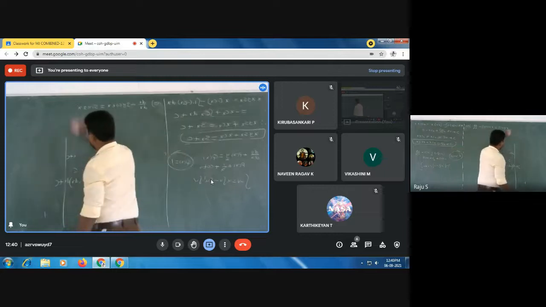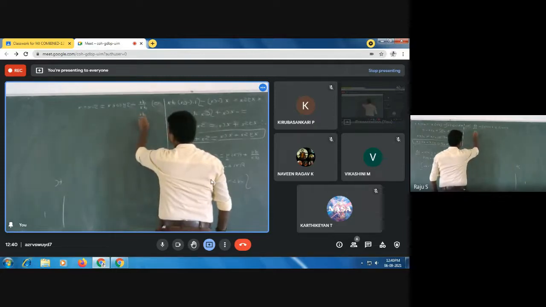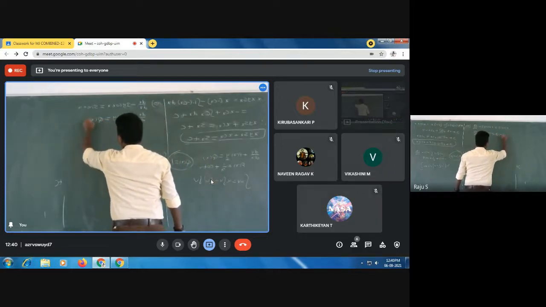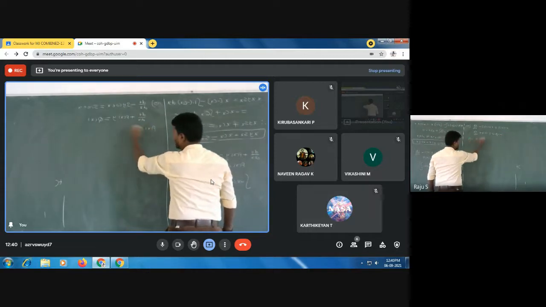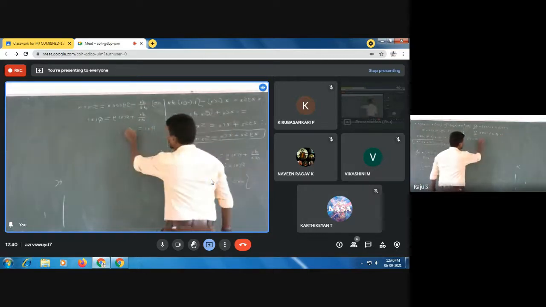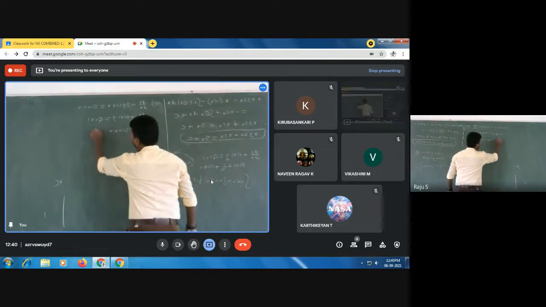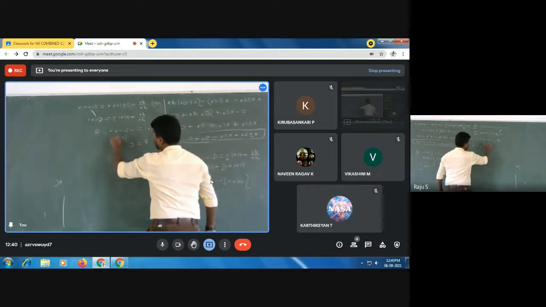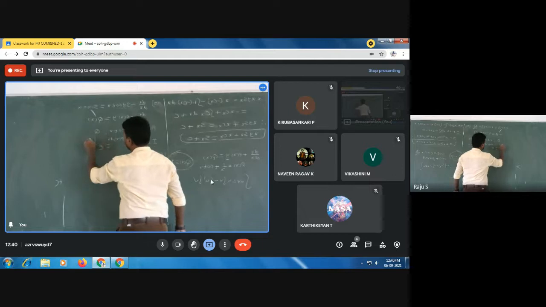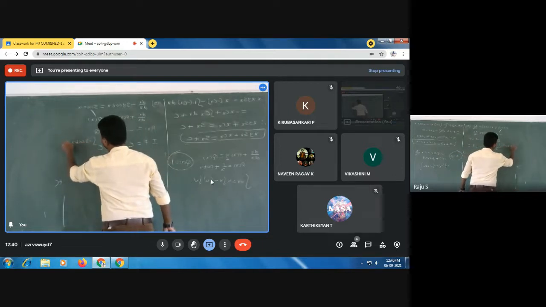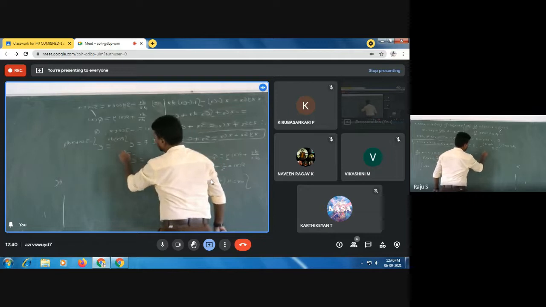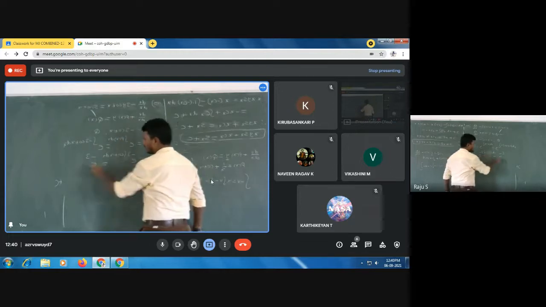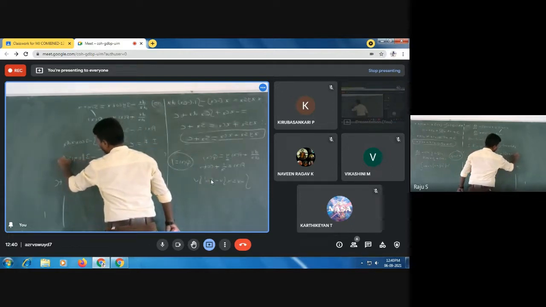Comparing with standard form, it is in standard form dy by dx plus p of x into y is equal to q of x. What is p of x? It is minus 3 cot x. What is q of x? Integrating factor is e to the power of integral of p of x dx, e to the power of integral of minus 3 cot x dx. Minus 3 is a constant, take it outside: e to the power of minus 3 integral of cot x dx, which is log mod sin x.